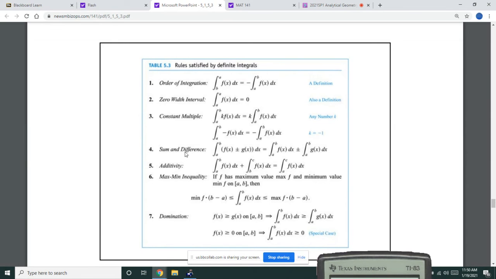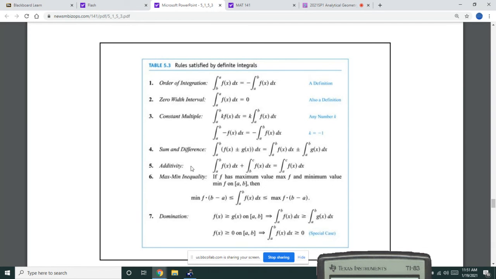There's a sum and difference rule, and the sum and difference rule says that the integral from a to b of f of x plus or minus g of x dx, you can distribute your integral. Just as you can distribute using the distributive property, you can distribute this integral. So you can distribute the integral as the integral from a to b of f of x dx plus or minus the integral from a to b of g of x dx. So you can distribute the integral.